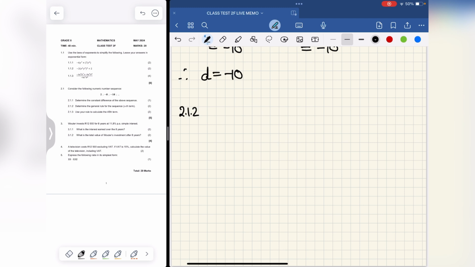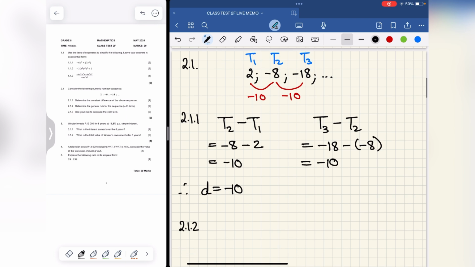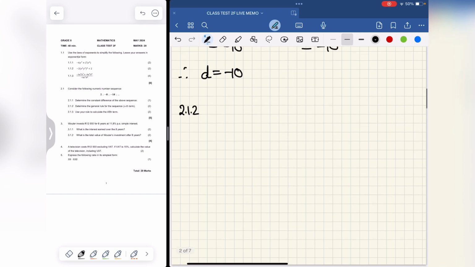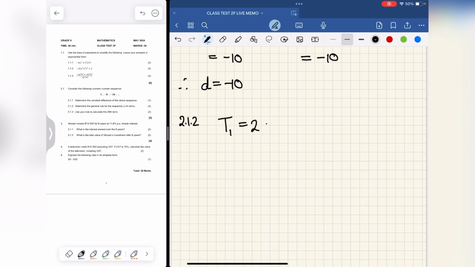2.1.2, determine the general rule for the sequence. In other words, determine Tn, determine the nth term. Right, so we know from our previous examples that we will simply use T1, which in this case is 2, and we will multiply our constant difference of -10 with the position of 2, which is the first position, and say -10 times 1 is -10, which of course is not equal to 2.